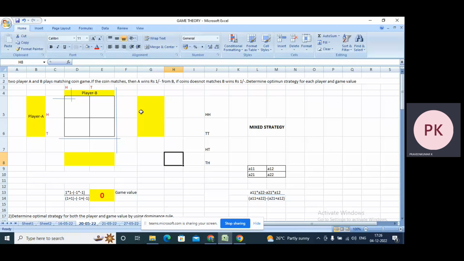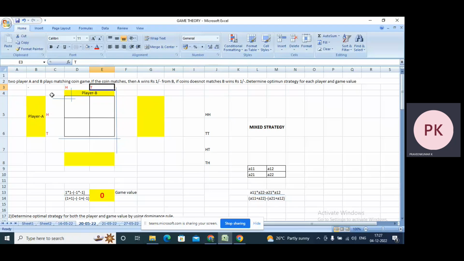So it's a payoff matrix. It's a coin matching game. There may be chances of getting head and head, or tail and tail, or head and tail, or tail and head. So as per this instruction, this is for player A and this is for player B. Player A may get either head or tail, and similarly player B may get either head or tail. So now let us see the problem.